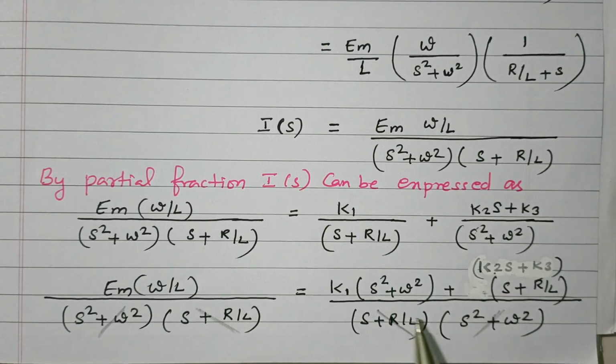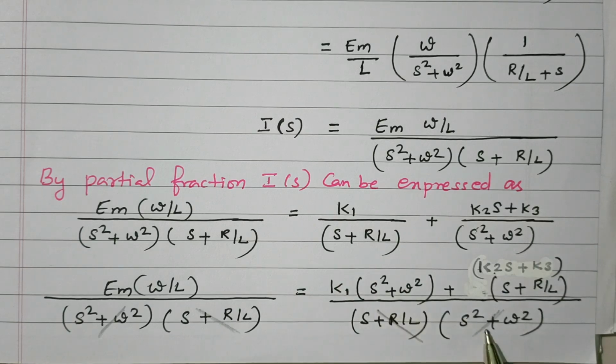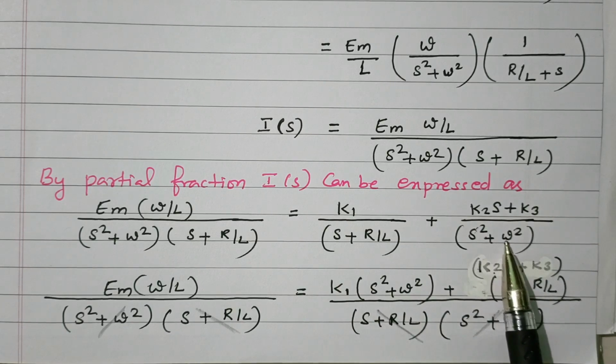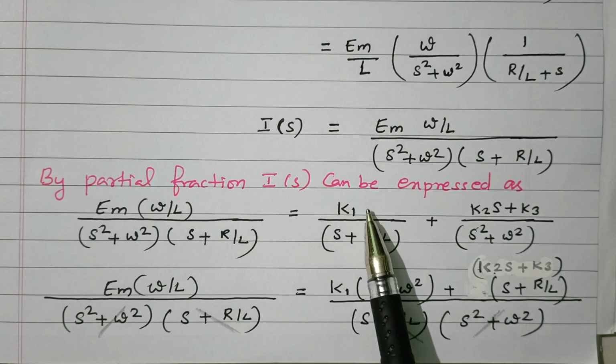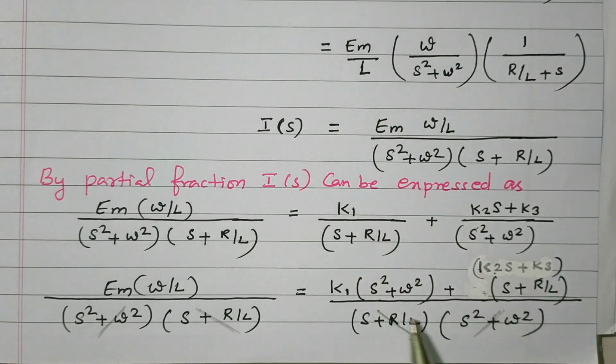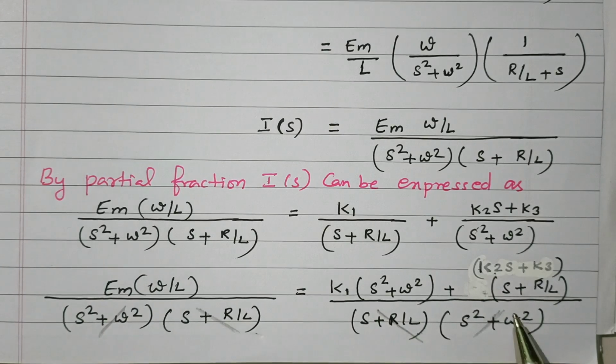We take the LCM. Here only s plus R by L is available, and this term is not available, so it is multiplied. Here s square plus omega square is available, this term is not available, so it is multiplied here in order to take the LCM. After taking that, these two terms are available on both sides, so these two terms cancel and these two terms cancel. We'll see after the cancellation, we'll go for further simplification.